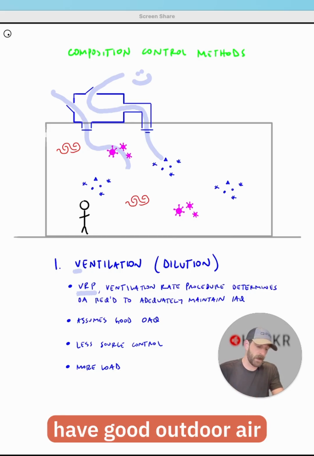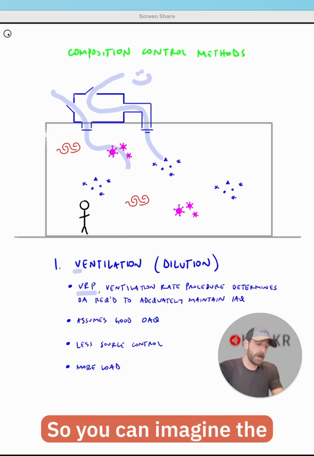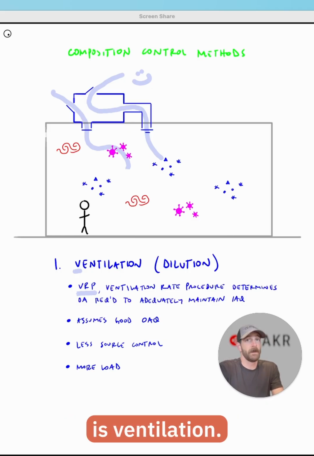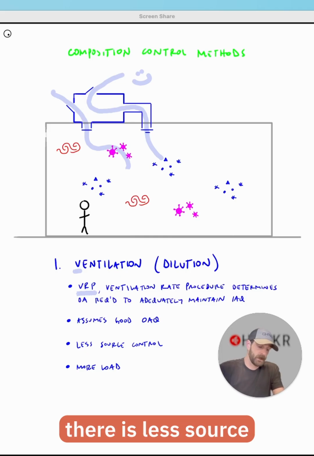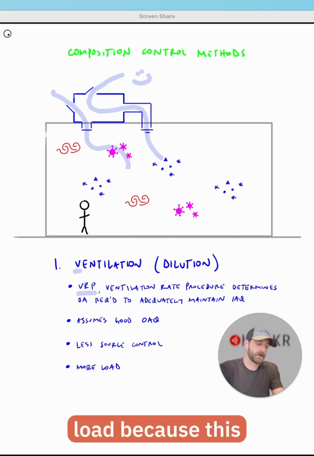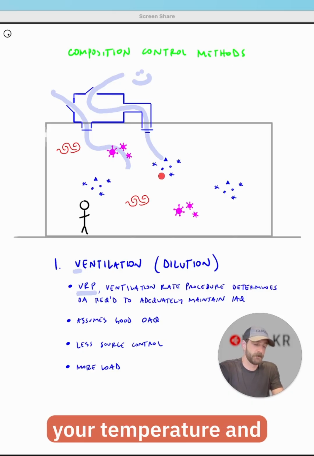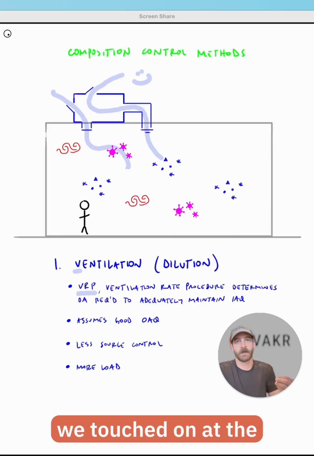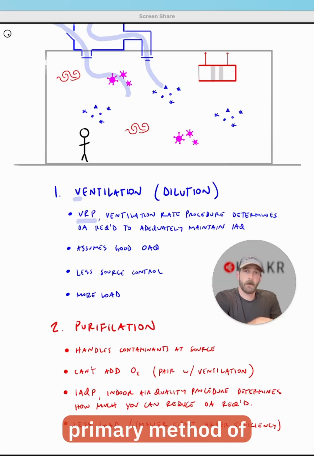It assumes that you have good outdoor air quality. So you can imagine the problem if you're in LA during a bunch of wildfires. Your only source of indoor air quality control is ventilation. That could be an issue. So with ventilation, there is less source control and there is more load because this outside air, at whatever temperature it's at, needs to be conditioned to meet your temperature and humidity requirements for good indoor air quality, which we touched on at the beginning. That's the first primary method, ventilation.